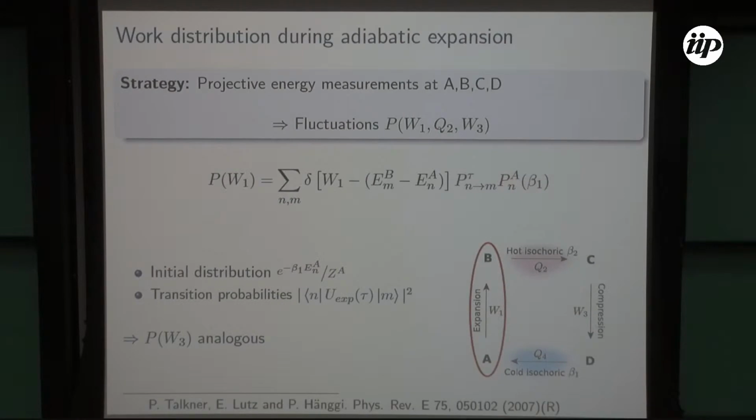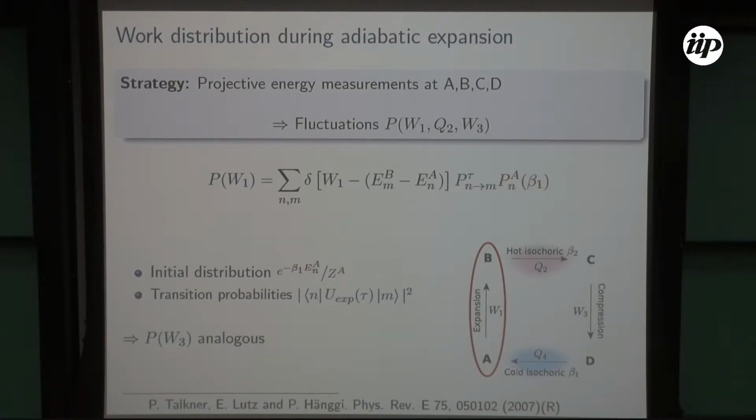So what is our strategy? Our strategy is that we have the 4 steps of our Otto cycle, and we want to perform a projective energy measurement at the beginning and at the end of all of these 4 steps. If we do this, we are then able to obtain the fluctuations of the total work and the input heat.